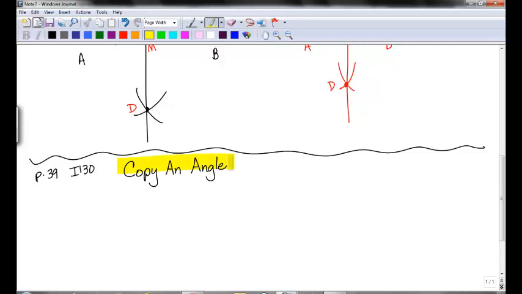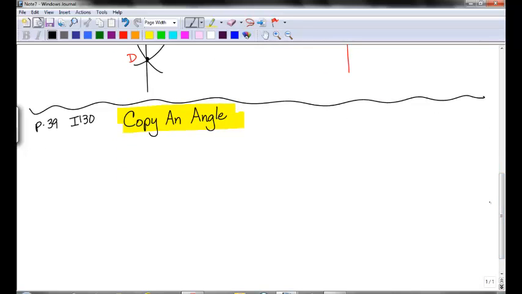Okay? Copy an angle. First, step 1: draw an angle like angle B on your paper. Use a straight edge to draw a ray on your paper. Label its endpoint G. So first create an angle. It doesn't have to be exactly like theirs.